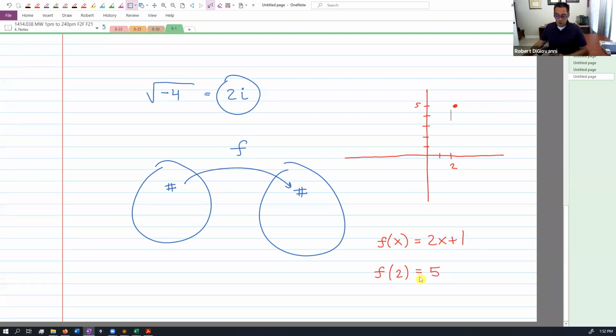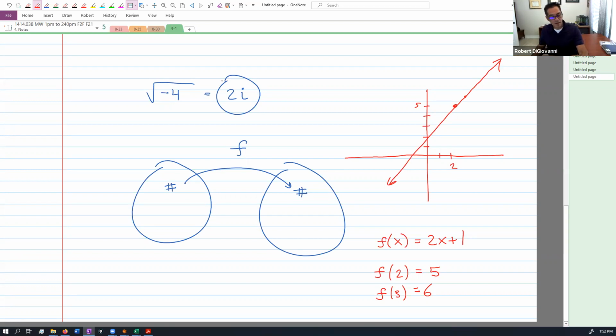If you plug in 3, you get 6. If you plot that point and put them all on there, you will get the graph of this function, which would be a line. That graph is a visual way of understanding that function. So the graph is a visualization of what the function is doing.